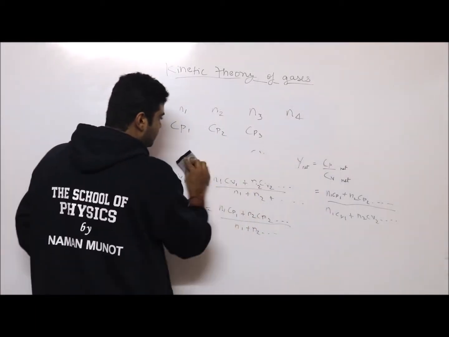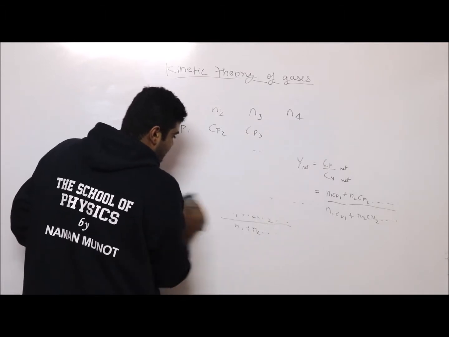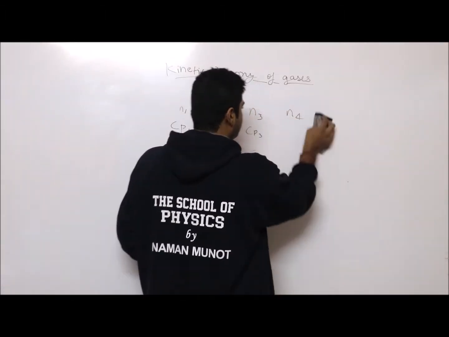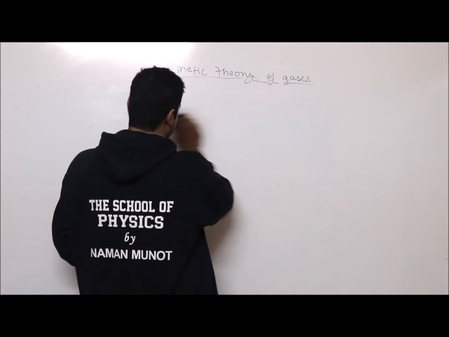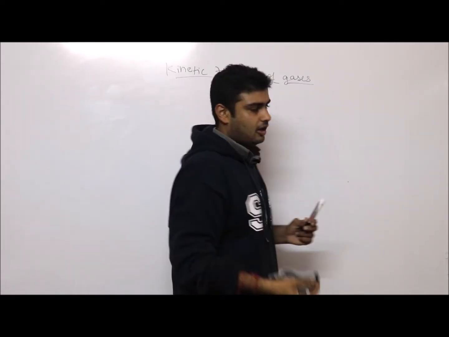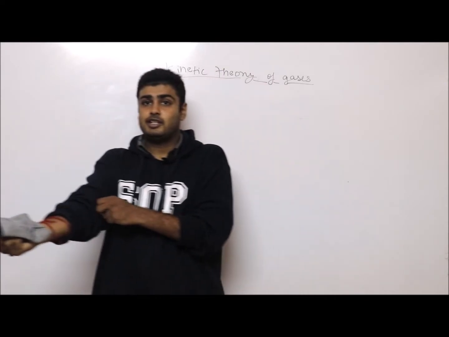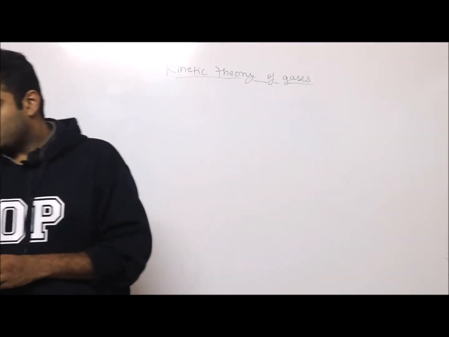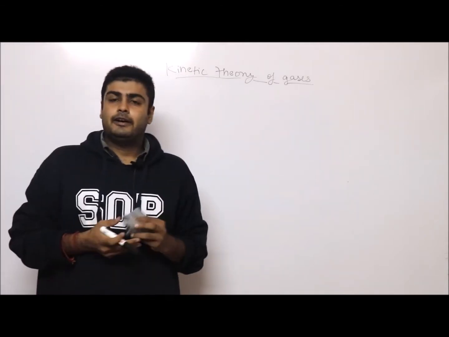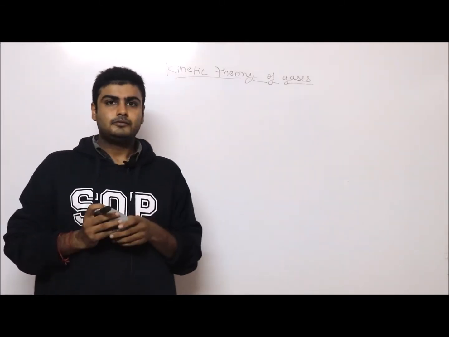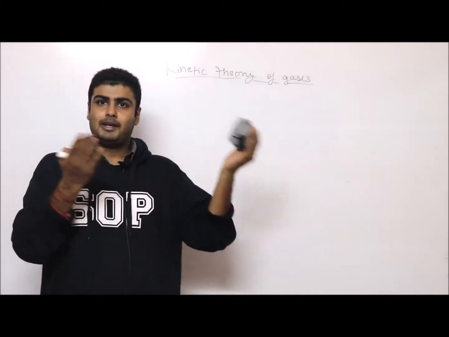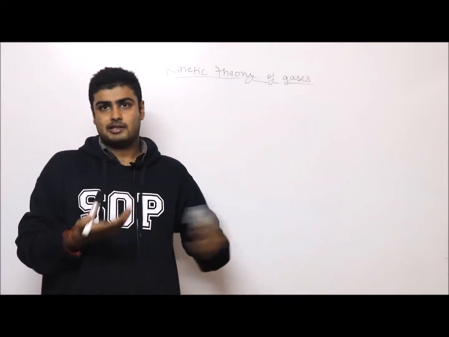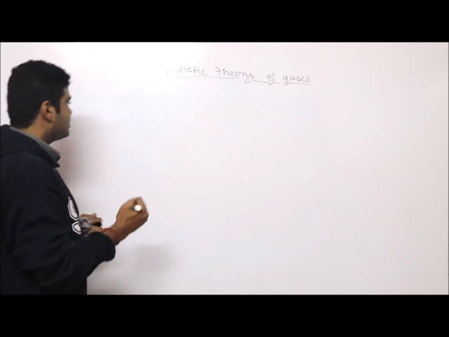Now I'll tell you Maxwell's distribution of energies. We were talking about Maxwell distribution of velocities, but before that we were talking about degrees of freedom. Degree of freedom is different for monatomic gases, diatomic gases, linear polyatomic gases, and non-linear polyatomic gases. So first I'll write it down.